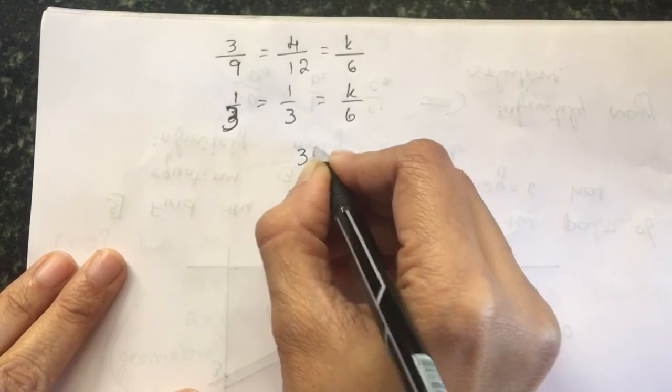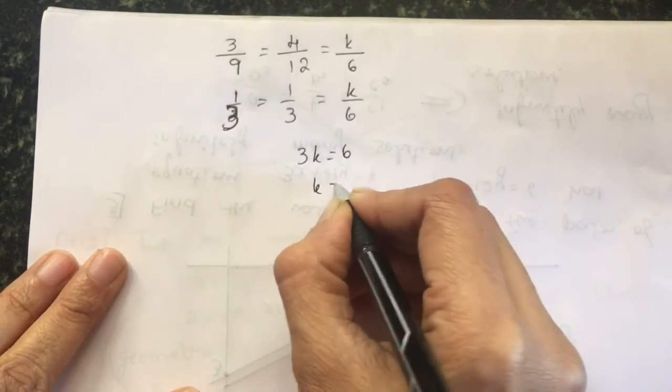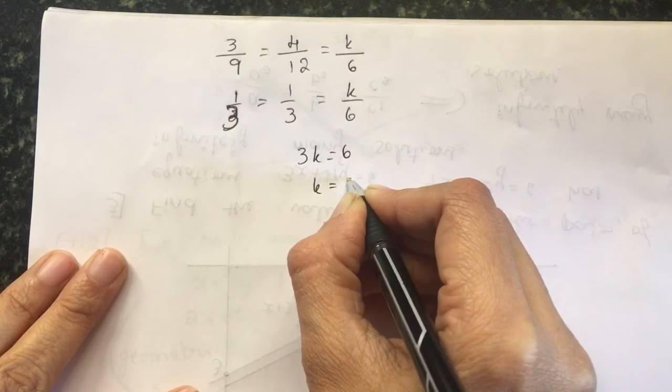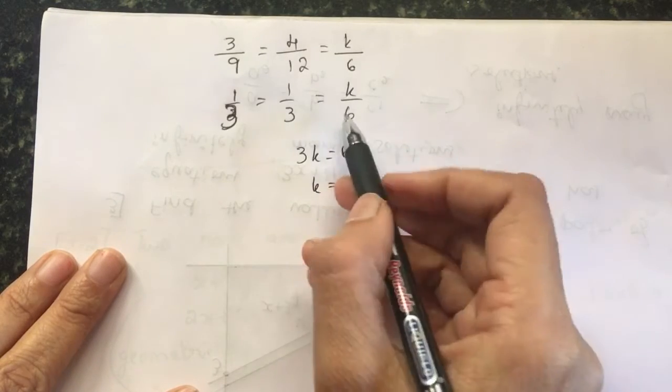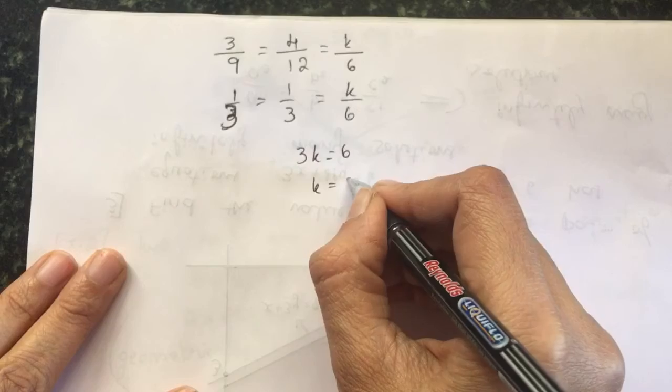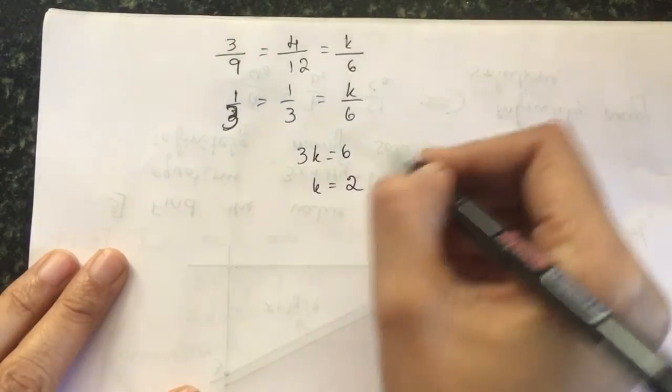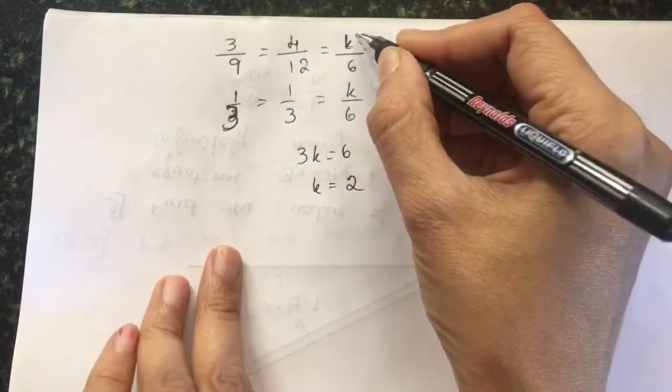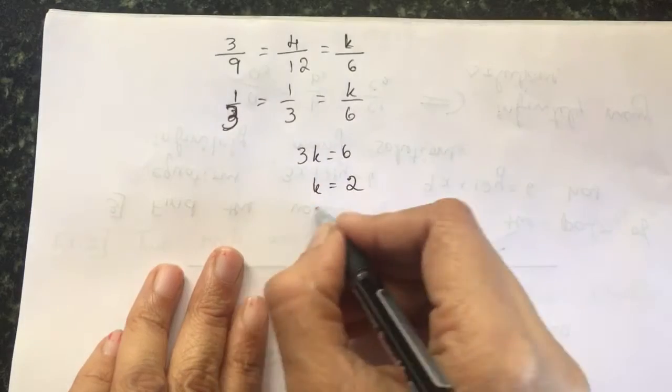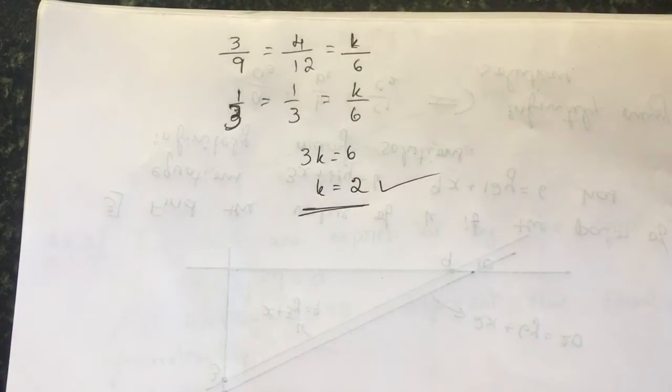So 3k equal to 6 and k equal to 2. Now what happens when you put k equal to 2? 2 by 6, so it is equal to 1 by 3. So value of k is 2.